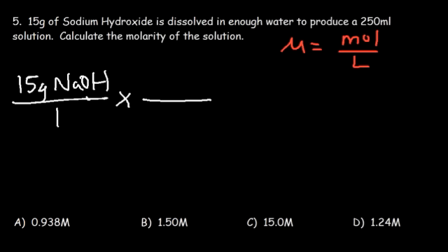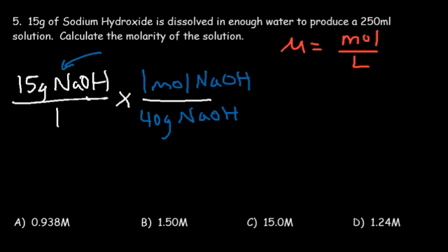In the periodic table, Na has an atomic mass of about 23. And for oxygen, it's about 16. And hydrogen is about 1. So if we add 23 plus 16 plus 1, the molar mass of NaOH is about 40, or 40 grams per mole. So because grams is on the top left, we need to put it on the bottom right. So we're going to put 40 grams of NaOH on the bottom, and 1 mole of NaOH on top.